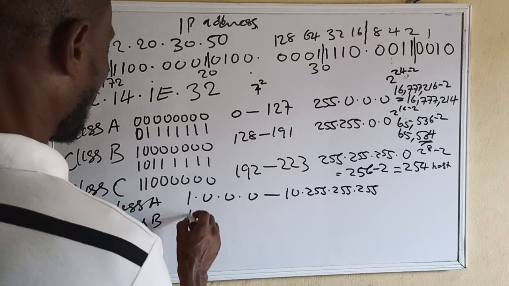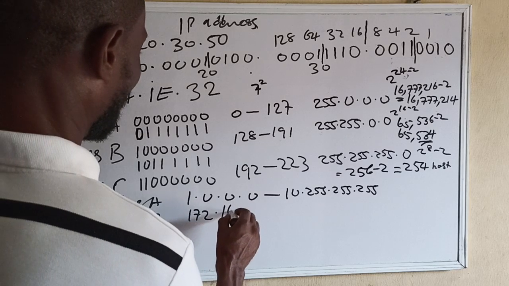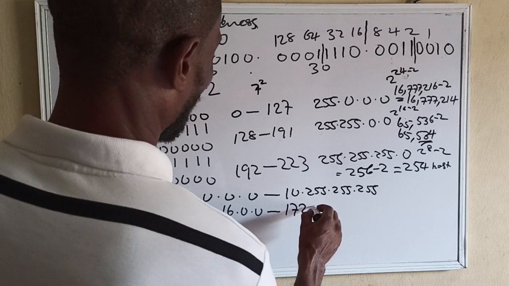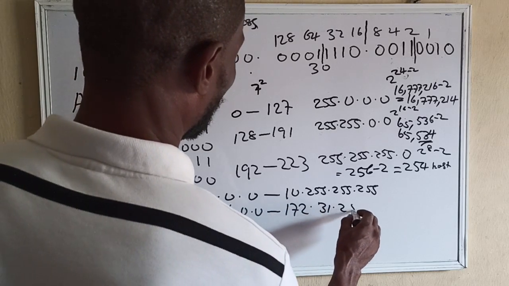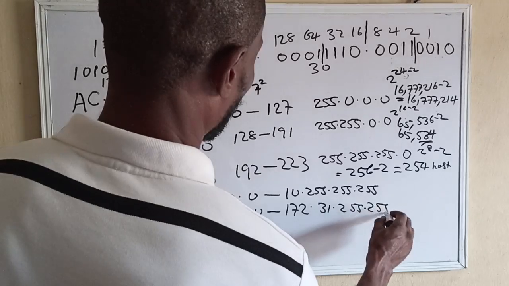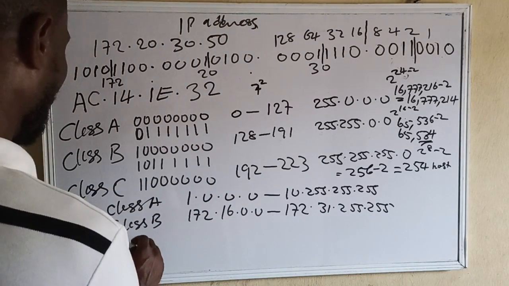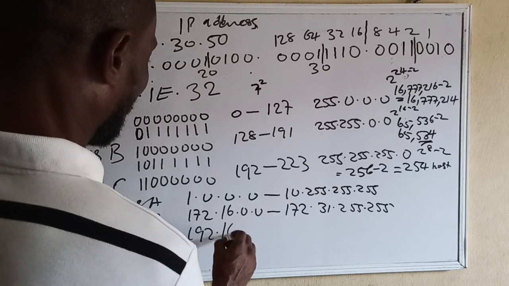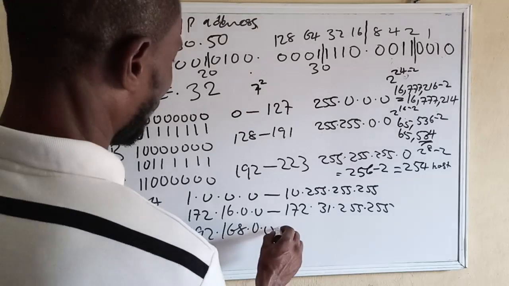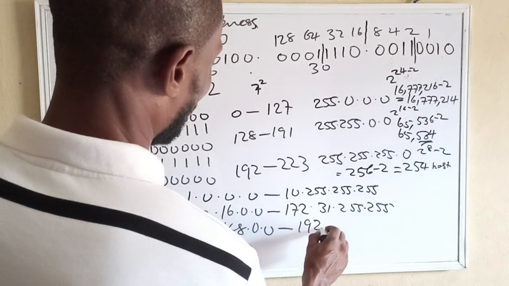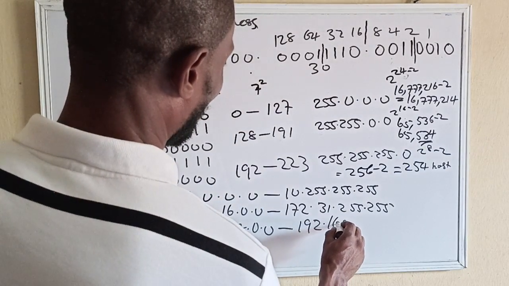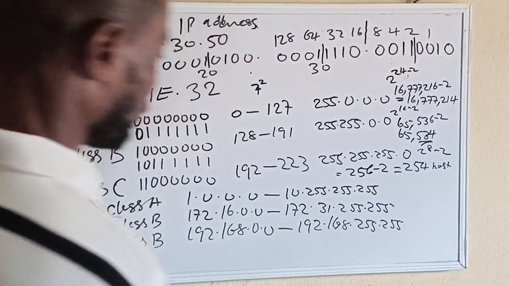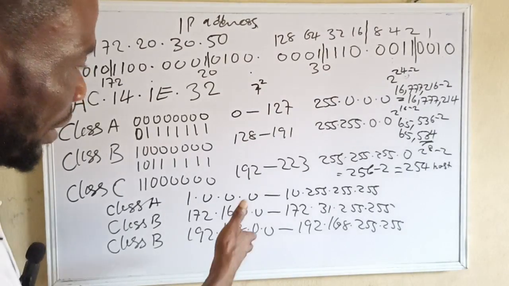Class B ranges from 172.16.0.0 to 172.31.255.255. This is class C: 192.168.0.0 to 192.168.255.255. These are private IP addresses.